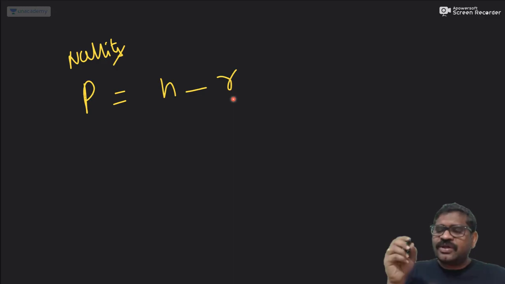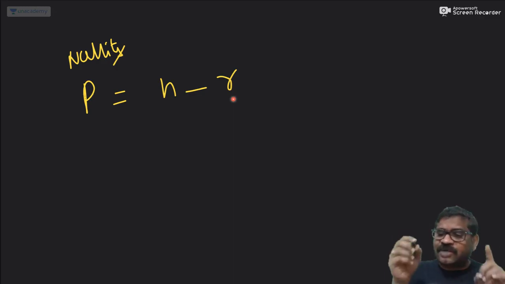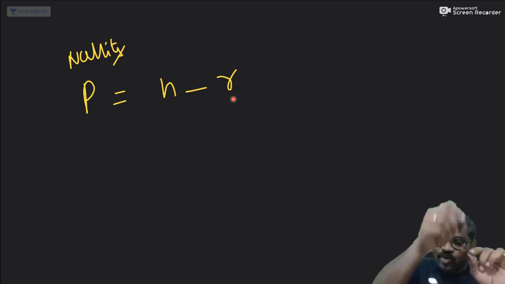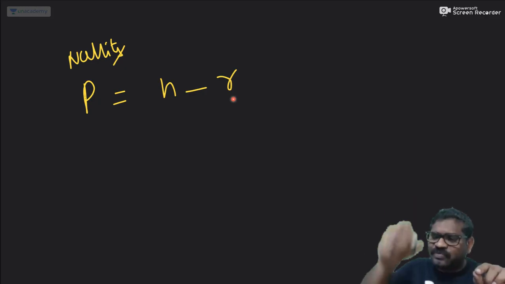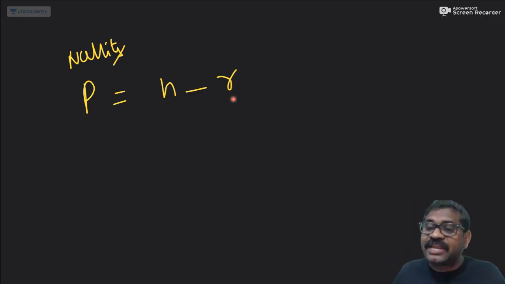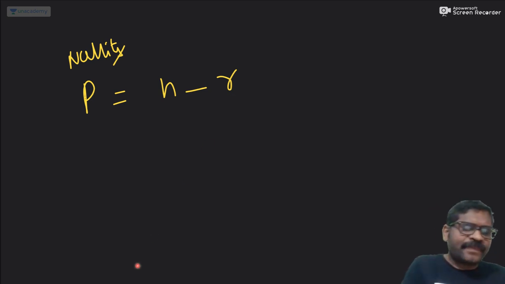Whenever you are writing system of equations, while writing equations, first column you are going to maintain coefficients of x1, second column coefficients of x2, third column coefficients of x3. That's why number of columns always equal to number of variables. Okay, next.